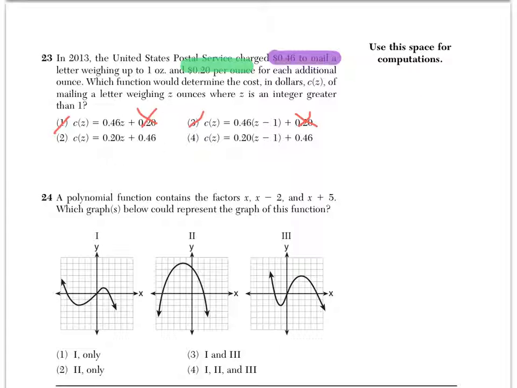The trick here, or the catch here, is that they told us the letter weighs z ounces, not z ounces greater than 1 ounce. So we have to take into consideration the 1 ounce that has already been paid for, so we subtract it away. That's why we have to pick answer choice 4 and not answer choice 2.